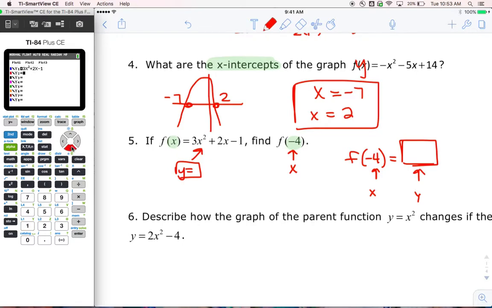And now I don't need my graph. Remember, I just need my table, right? Because this is an x and I need the y, so I can really just look in my table. So I'm going to go second, graph, and I'm looking for x is negative 4. Okay, right here. When x is negative 4, y is 39. That is it. That's my answer. So whatever number you're given in here, find it in the table for the function you're also given. Okay, so 39 is my answer.